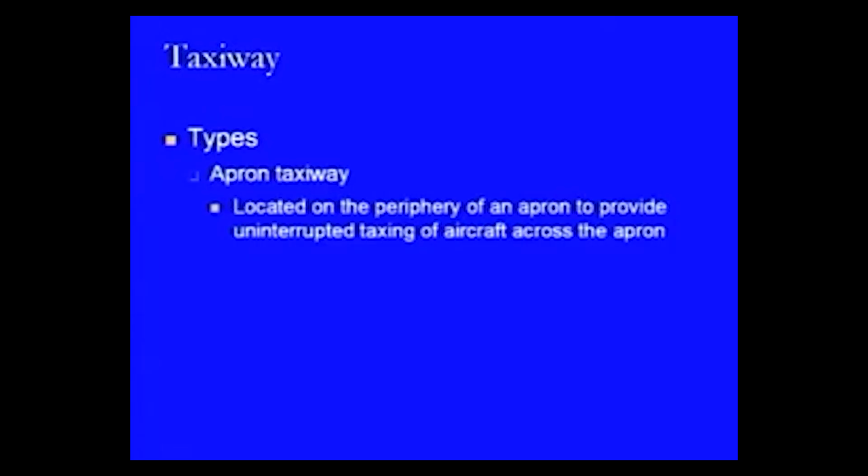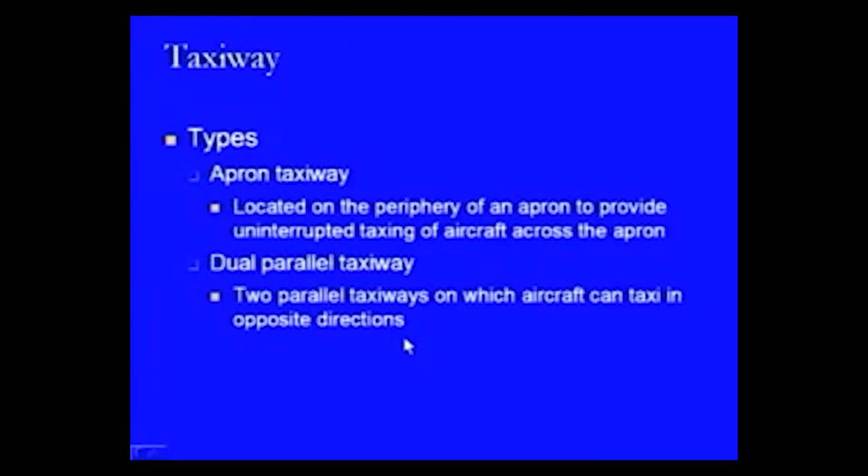There are different types of taxiways. There is one type which is termed the apron taxiway. The word itself defines that it is provided very near to the apron, so as to provide the storage of the aircraft somewhere at the periphery of the apron, so that there is no interruption to the other movements of the aircraft on the apron. So, that is the apron taxiway.